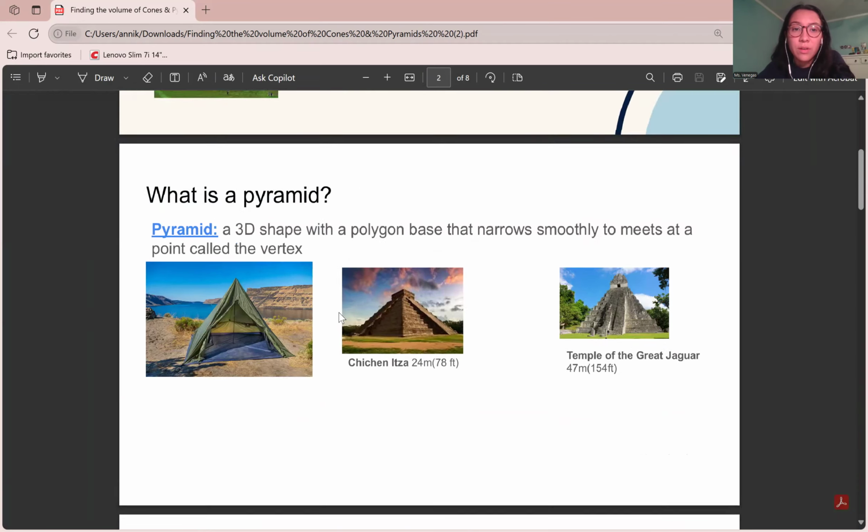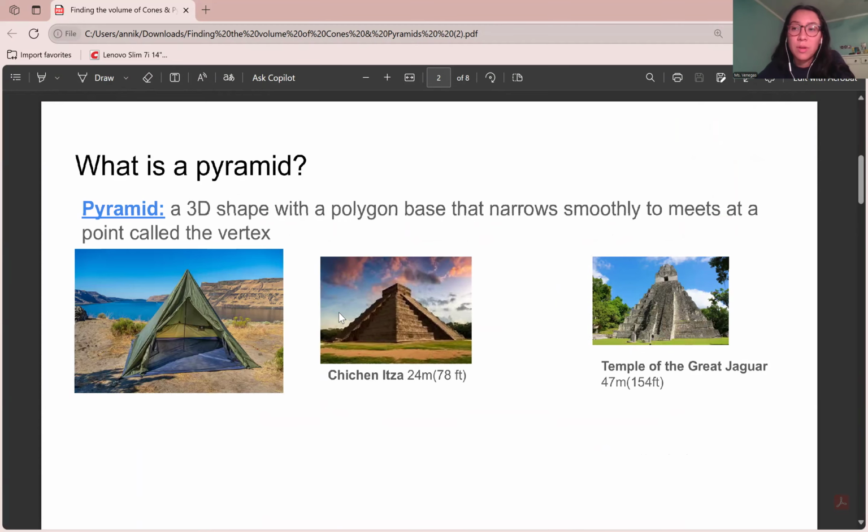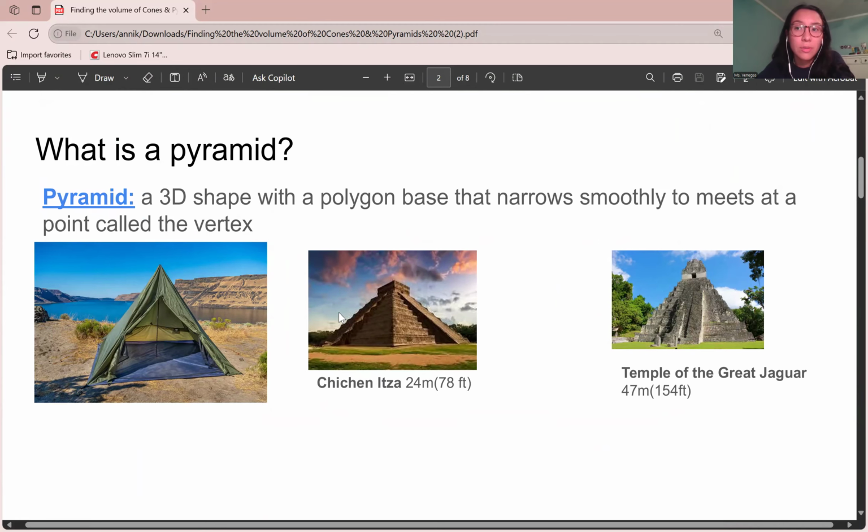Okay, so it asks, what is a pyramid? If you've never heard what a pyramid is before, a pyramid is a 3D shape with a polygon base that narrows smoothly to meet at a point called the vertex. Sorry for the typo. So let's break this definition down.